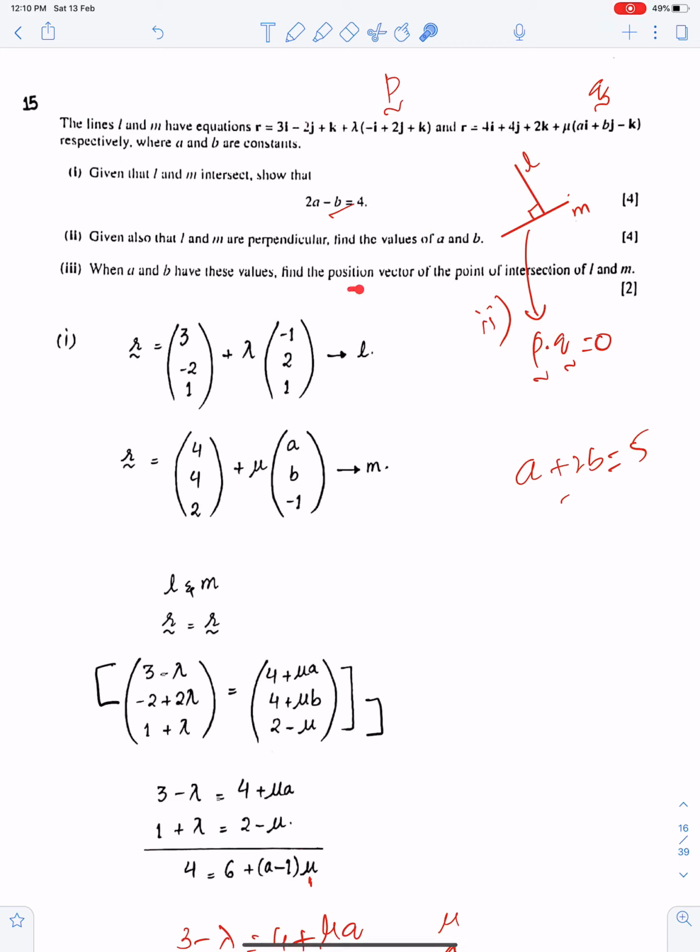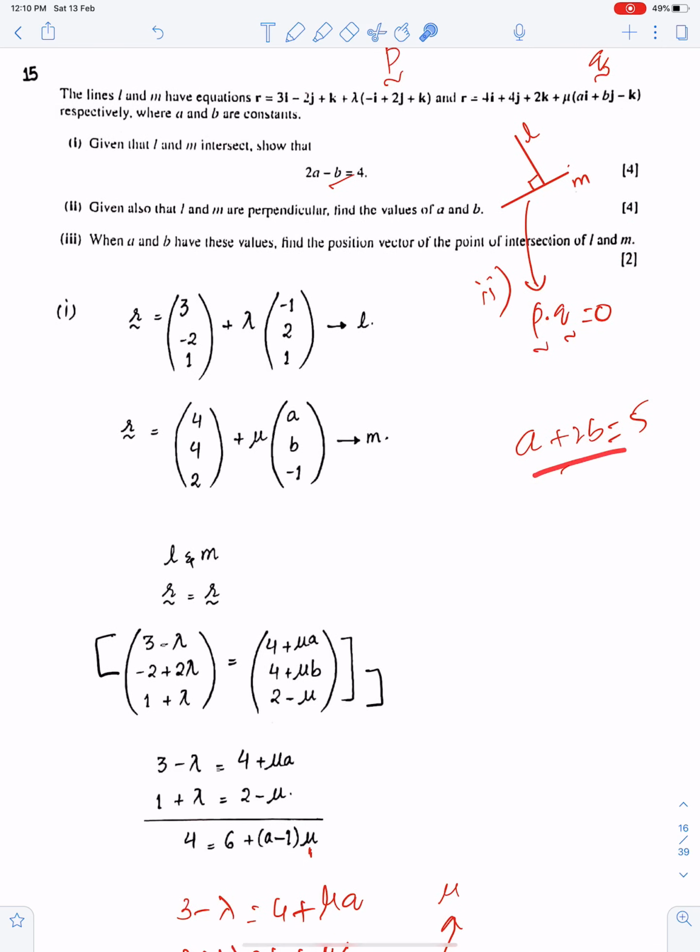Now find the position vector of the point of intersection of L and M. This is again very simple. After getting the values of a and b, you can easily get the value of lambda, and then you just need to use a, b and lambda and get the position vector. Part 3 is here.